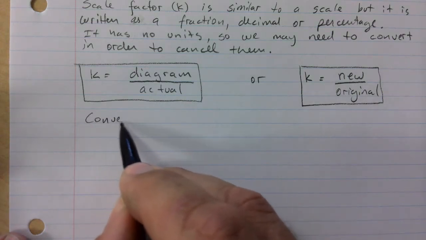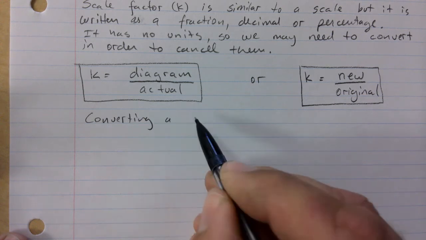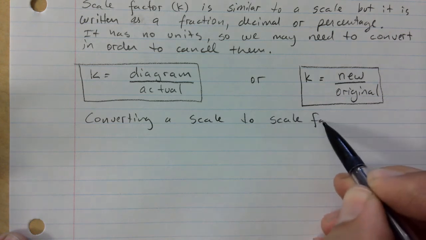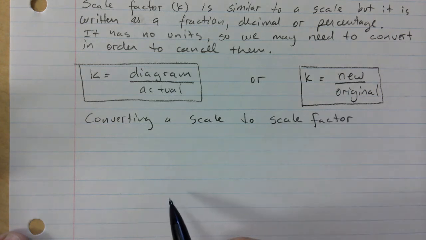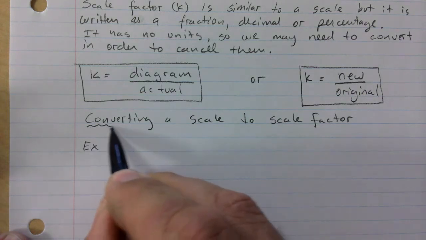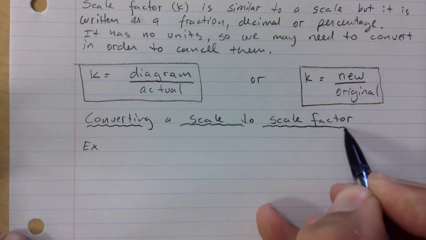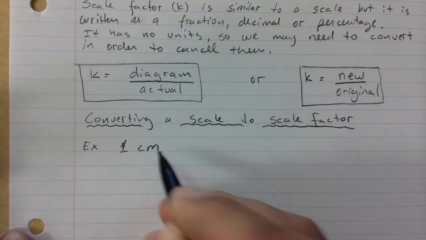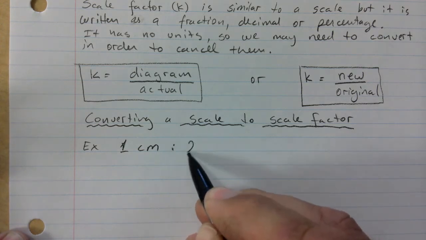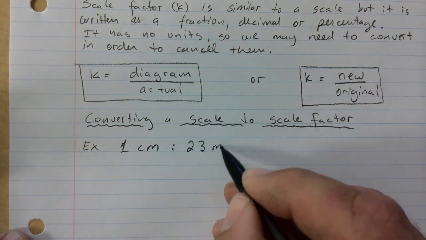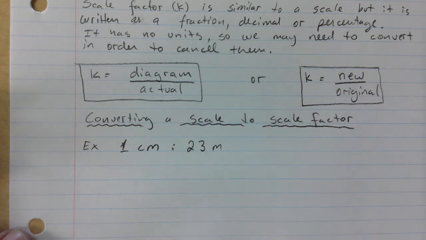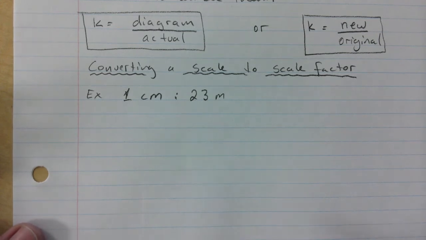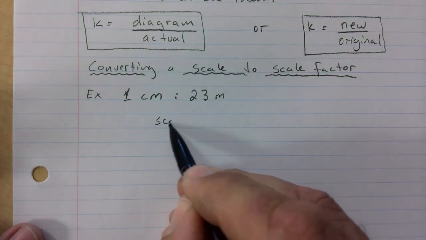Convert a scale to scale factor. So I'm going to go like that, make it nice and fancy. Look at that. All right, 1 centimeter. So let's say you have a scale where 1 centimeter represents 23 meters. Right, and the actual. So this would be considered a scale.